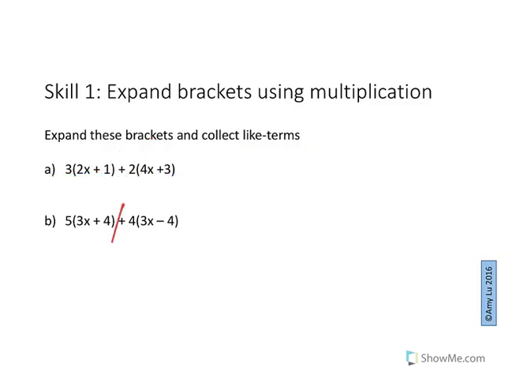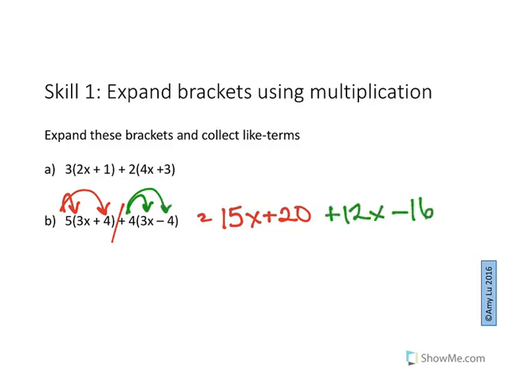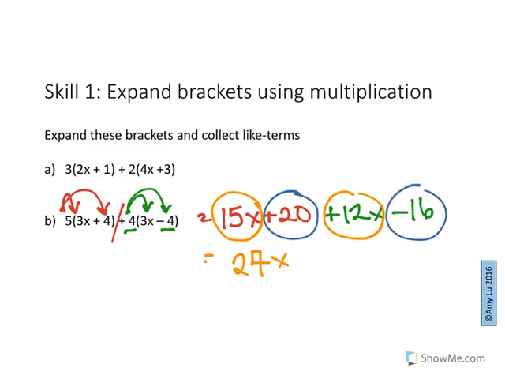Okay, so let's see what you did. So this would make 15x plus 20 for the first part, and then this would make 12x minus 16 because 4 times negative 4 makes minus 16. Now you have to combine your like terms, 15x plus 12x, that makes 27x. And then the positive 20, the minus 16, 20 minus 16 is just plus 4. I hope you got the same answer as me. And that's it.